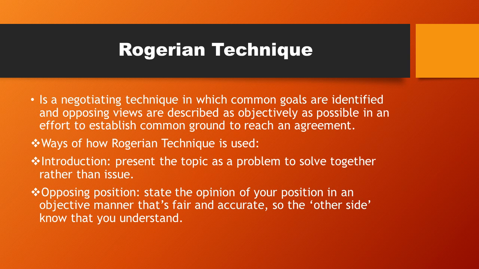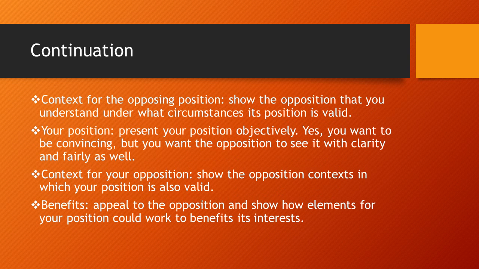Rogerian technique. It is a negotiated technique in which common goals are identified and opposing views are described as objectively as possible in an effort to establish common ground to reach an agreement. Ways of how Rogerian technique is used.